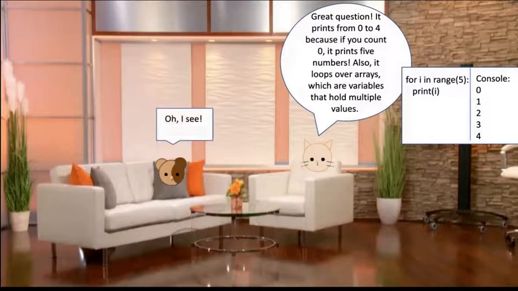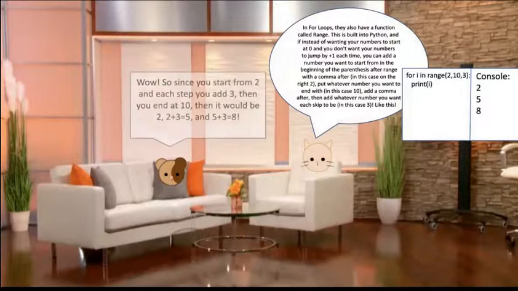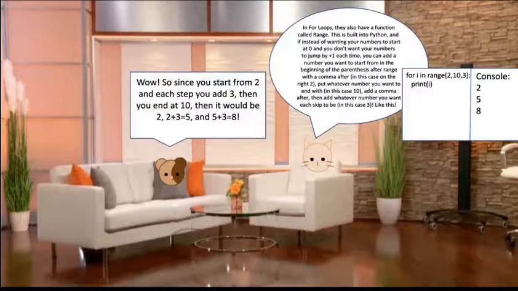Oh, I see. In for loops, they also have a function called range. This is built into Python, and if instead of wanting your numbers to start at 0, and you don't want your numbers to jump by 1 each time, you could add a number you want to start from in the beginning of the parentheses, after range, with a comma after, put whatever number you want to end with, add a comma after, then add whatever number you want each skip to be, in this case 3, like this. Wow! So since you start from 2, in each step you add 3, then you end at 10, then it would be 2, 2 plus 3 is equal to 5, and 5 plus 3 is equal to 8.